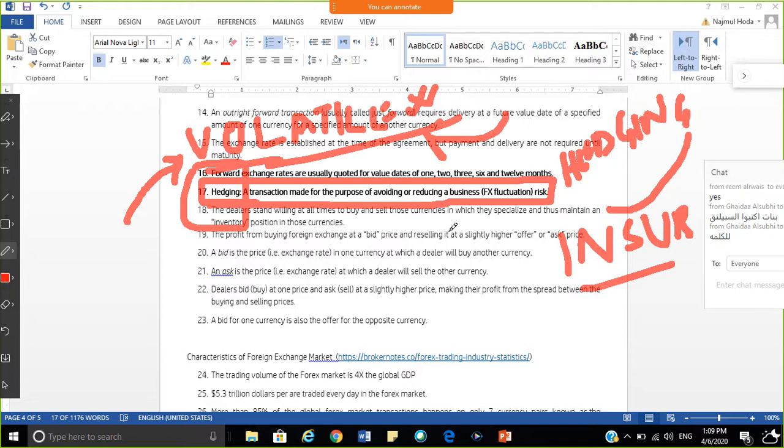The words you want to write are hedging, and the other word is volatility.